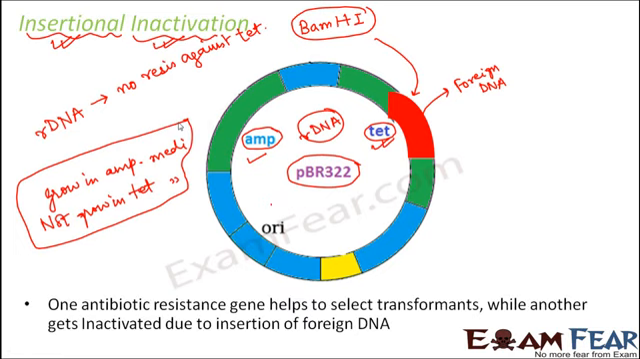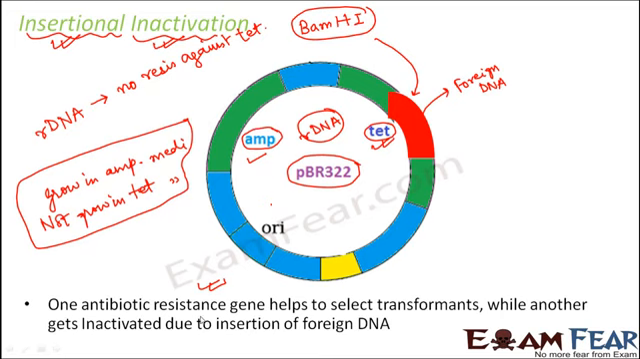So what do we learn from this? That there are two antibiotic resistance genes or two selectable markers which are present in pBR322. So one of them, that is one antibiotic resistance gene, helps to select transformants, that is AMP in this case, because if you grow the transformants in AMP, some of them will be able to grow in it, some of them will not be able to grow in it. So that means AMP will tell you whether it is a transformant or a non-transformant.